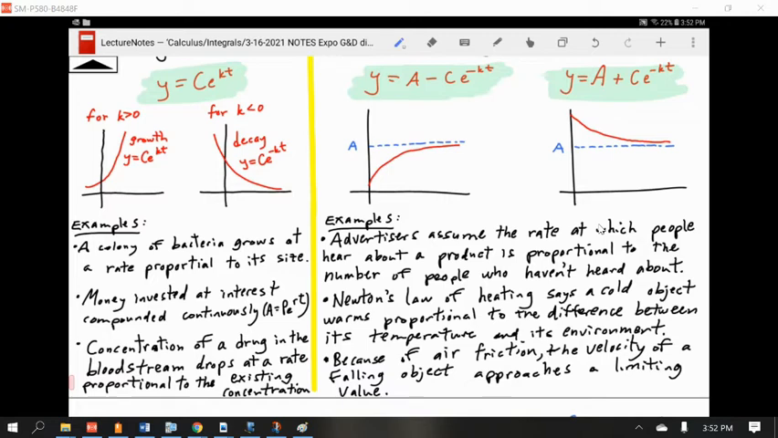If you have a bottle of carbon 14, over like, I don't know, 1200 years, you're going to have half of it because it's decayed. What's going on the other side? Case two. Advertisers assume the rate at which people hear about a product is proportional to the number of people who haven't heard about it.